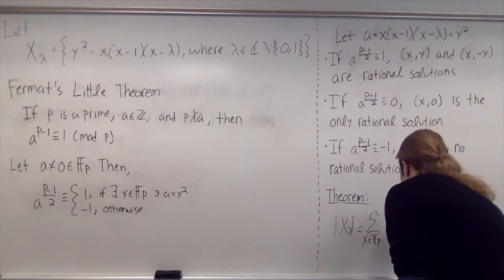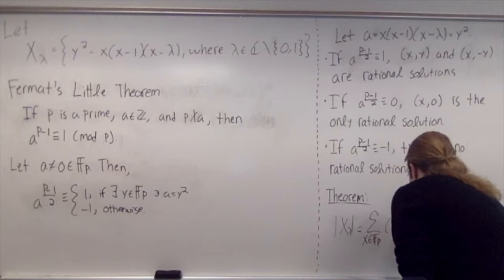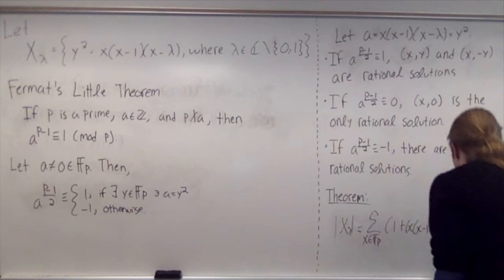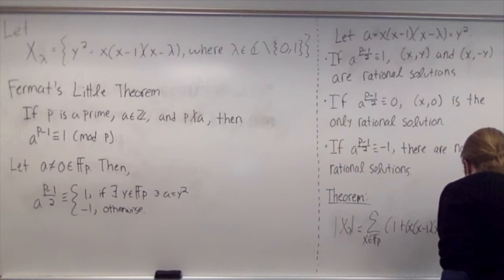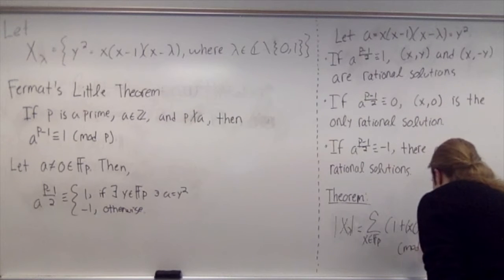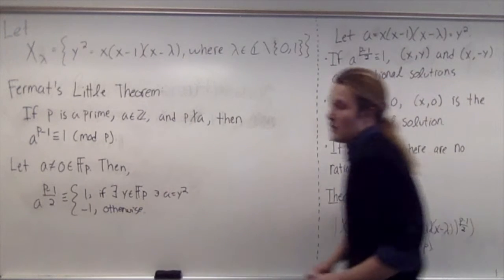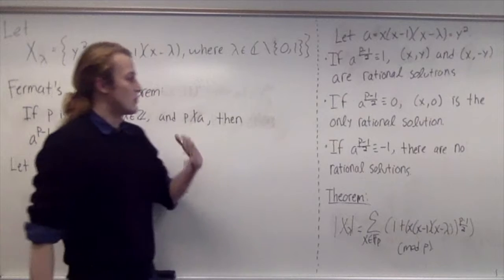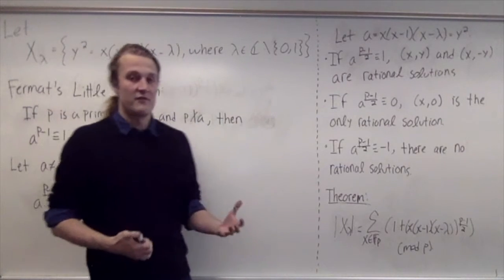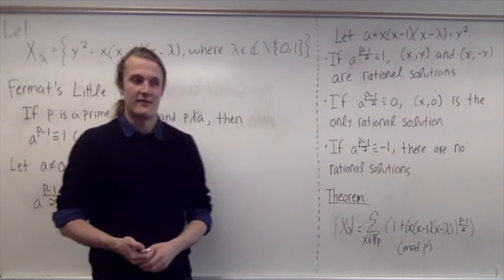So I sum over elements x in my finite field of (1 + x(x - 1)(x - lambda))^((p-1)/2). And of course, that's going to be mod p. So this result, this really nice result, is actually what helped me prove my primary result in my first research project at Utah State.